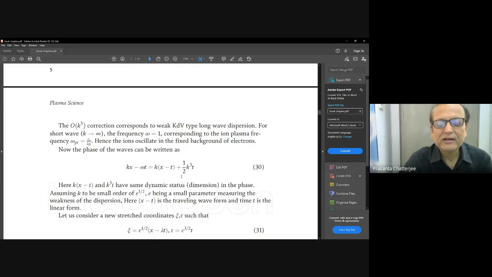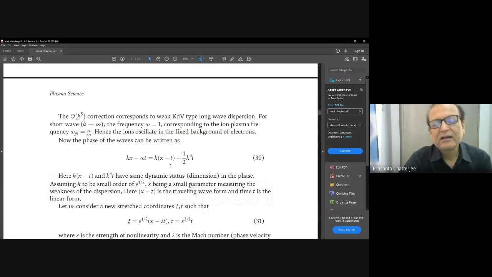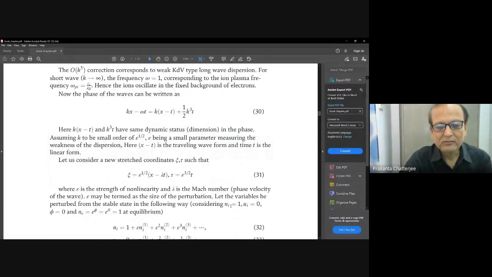So accordingly we consider two stretched coordinates instead of x and t, since dynamically k into (x minus t) and k cube t are equivalent. So for k into (x minus t), we have chosen a new stretched coordinate xi, which is epsilon to the power half into (x minus lambda t), and another is tau, which is epsilon to the power 3 by 2 into t. Now accordingly, all our fluid equations can be written in derivatives of xi and tau instead of x and t.